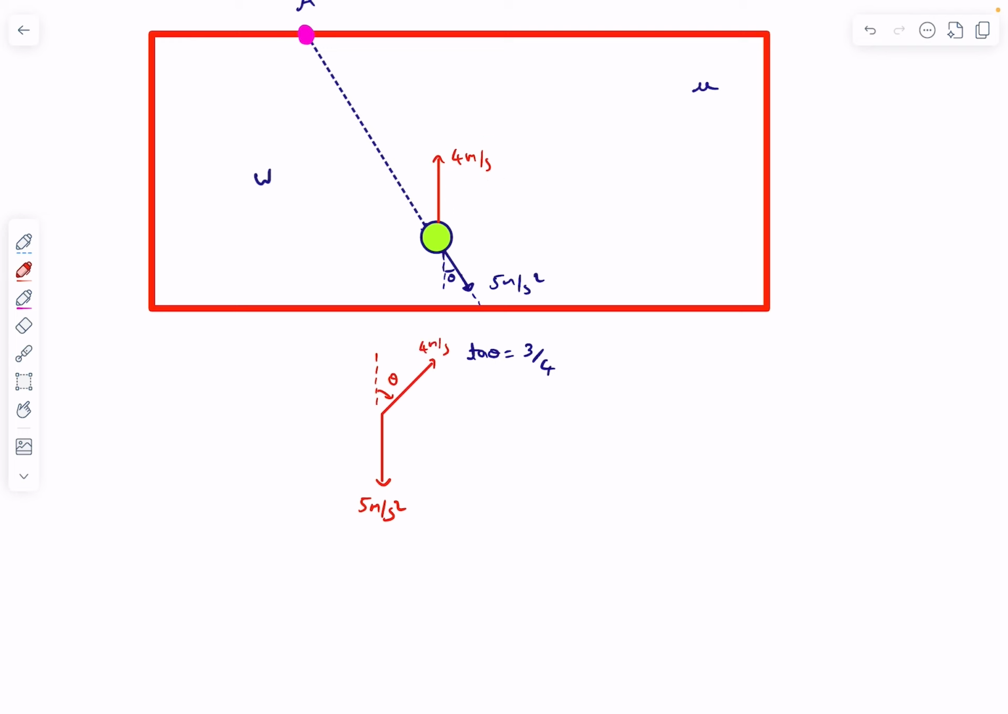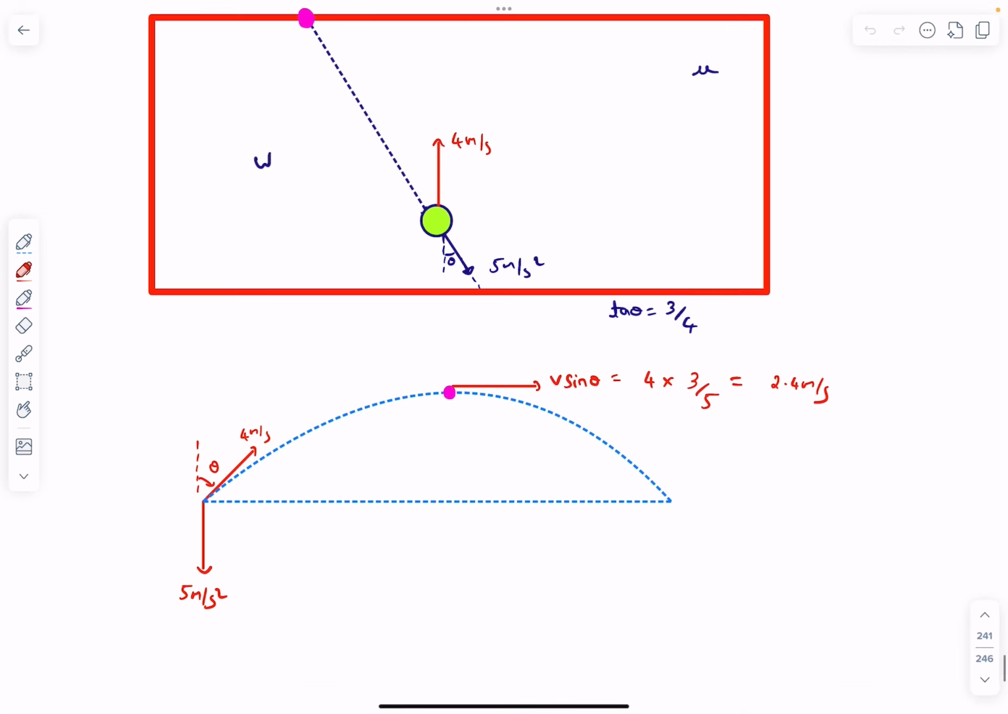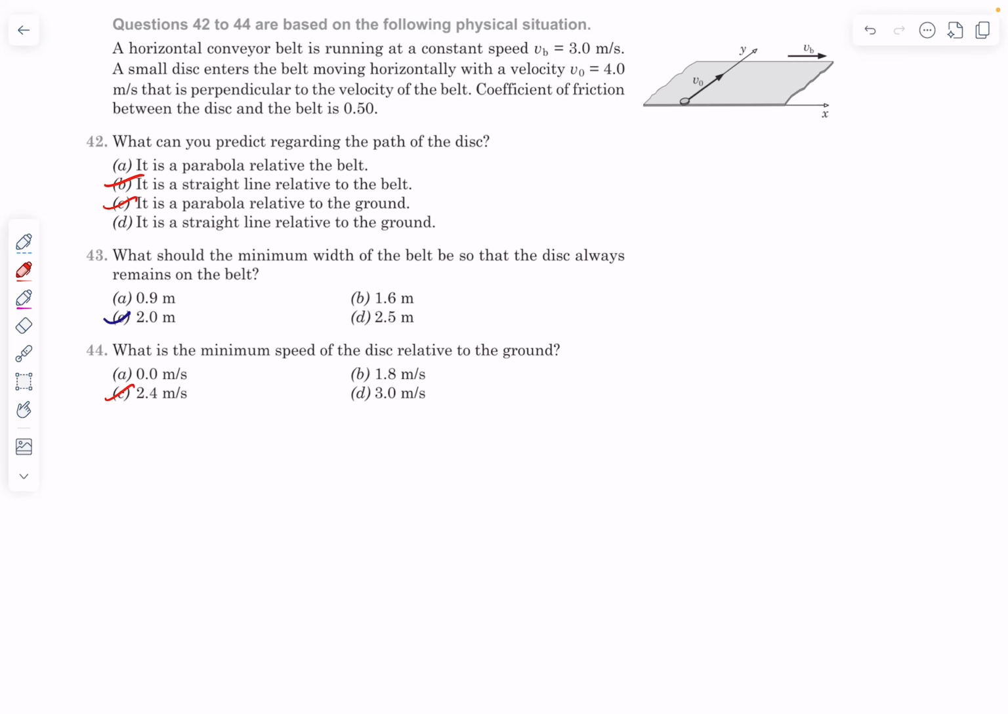Okay, so now this is just like our conventional projectile motion problem, right? And for projectile motion, we know that the minimum velocity occurs at the topmost point and its magnitude is v cos theta, but here the angle is with the vertical, right? So this is going to be v sin theta. Okay, and what is the magnitude of this? This will be 4 multiplied by 3 by 5, which is 12 by 5 or 2.4 meters per second. Okay, so this is the minimum speed that we'll observe in the ground frame. So the answer to this part is 2.4 meters per second.